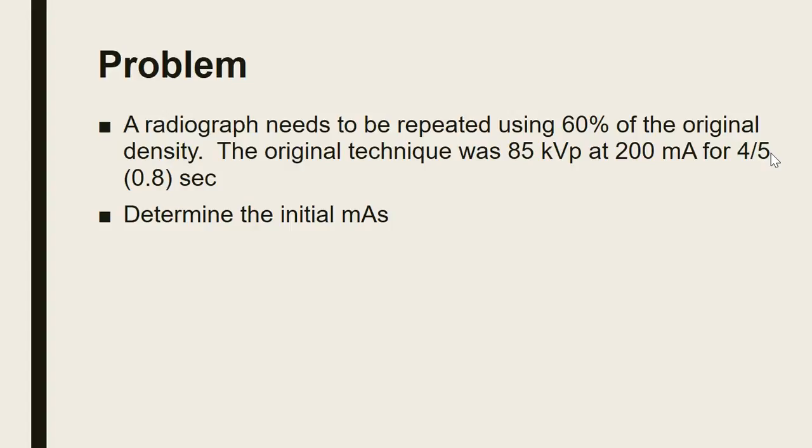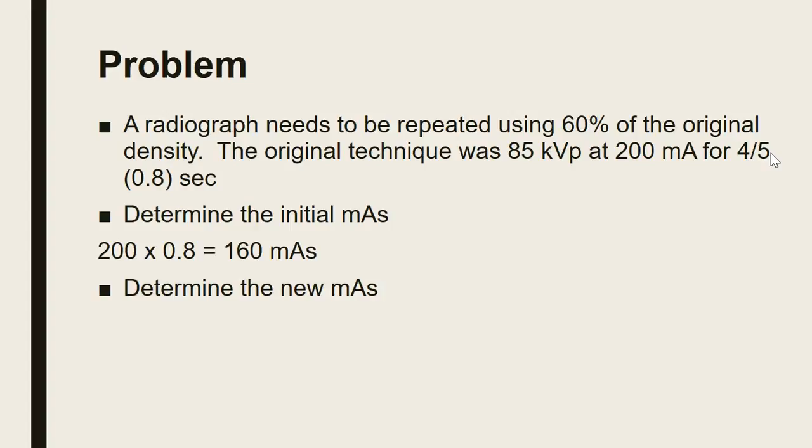So you have to determine the initial mass. 200 times 0.8 is 160 mass. Now, we have to find 60% of it. Determine the new mass. 160 times 60% is 96 mass. Now guess what, folks? Don't read this and say, oh, I have to increase by 60%. Using 60% of the original, you get your 60% and that is now your answer.